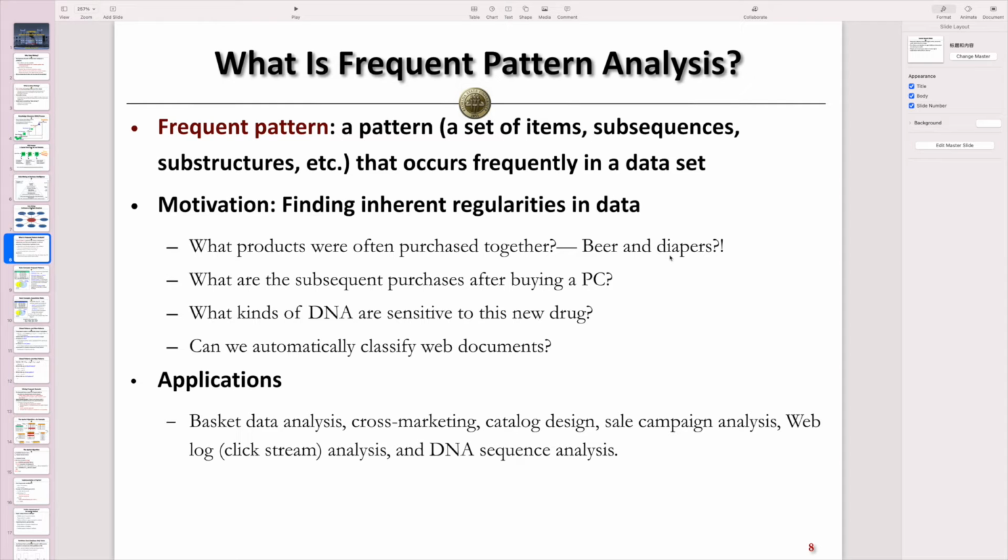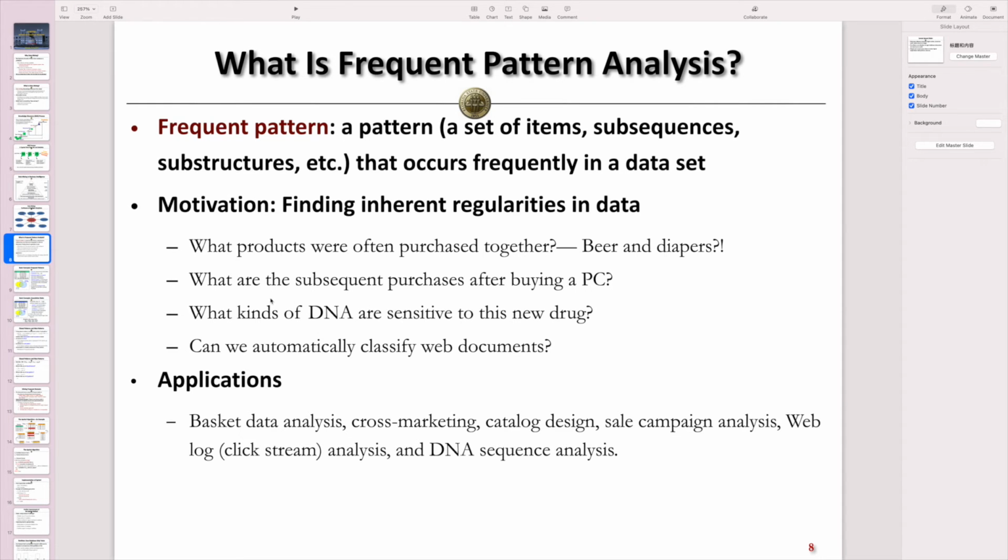According to the analysis, we find that many fathers go to the supermarket after work, and they buy some diapers for their babies. At the same time, they also buy some beers for themselves. So based on these patterns, the supermarkets can make interesting arrangements. They can put beer and diapers together, right? When the fathers go to buy diapers, they can also get some beer at the same time, which can be a promotion of the beers, right?